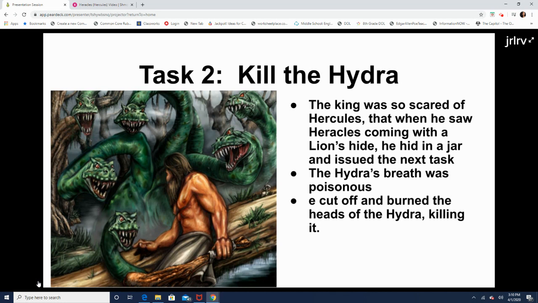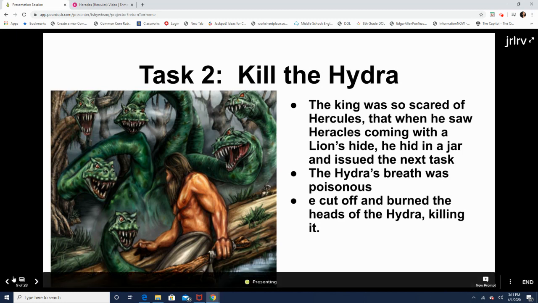I use a lot of movie references. We talked about Percy Jackson and the Hydra, and also it was in the Disney movie as well. Why it was so hard to kill the Hydra was because every time a head was cut off, a head would grow back. But not only did Hercules cut the heads off, he burned them as well.